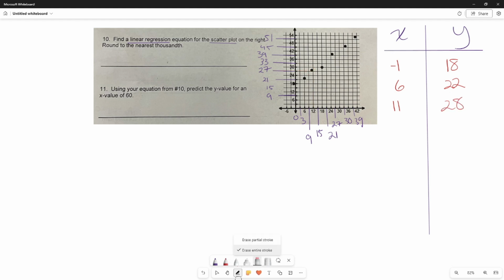Alright, then we have this point. Oh, this point is actually pretty nice. It looks like it's right on 18, and it's also right on 30. Wow, one convenient point. That's nice. Okay, and then we have this point. It looks like it's right in front of 24, so our x value would be 25. And then it also looks like it's right above 39. So I'm gonna say that our y value is 40.